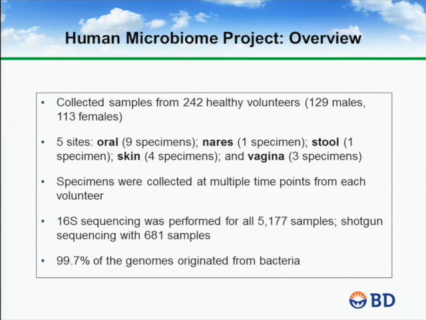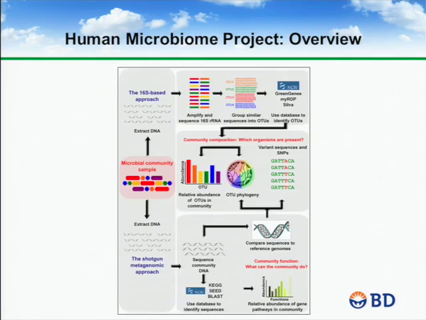16S ribosomal RNA sequencing was used to define the numbers of organisms that were present in individual species, and then shotgun sequencing, which sequenced the entire genome, was used to define the protein-encoding genes that were present in the genome sample. And as I said before, the vast majority of organisms were bacteria. Now, this rather complicated slide, let me walk you through it because it does illustrate a point I just made.